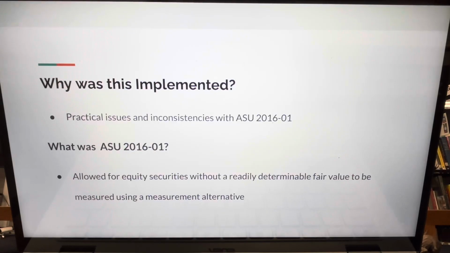What was ASU 2016-01? This ruling allowed for equity securities without a readily determinable fair value to be measured using a measurement alternative.